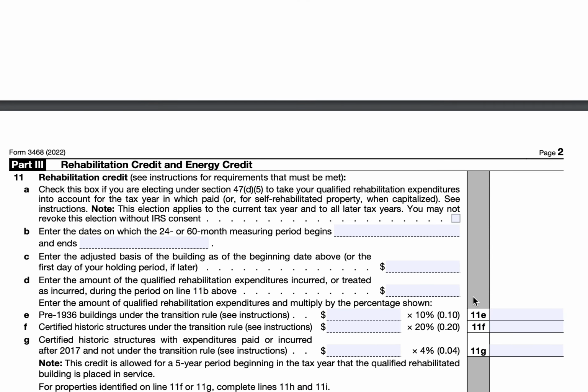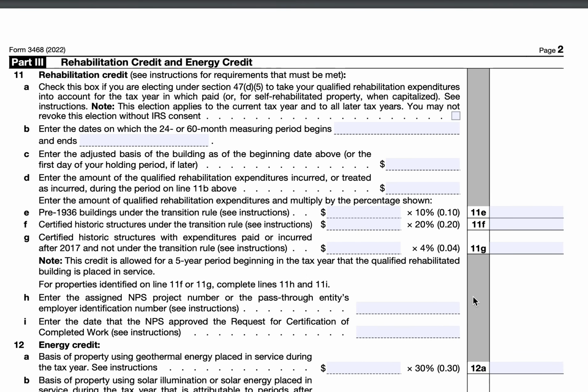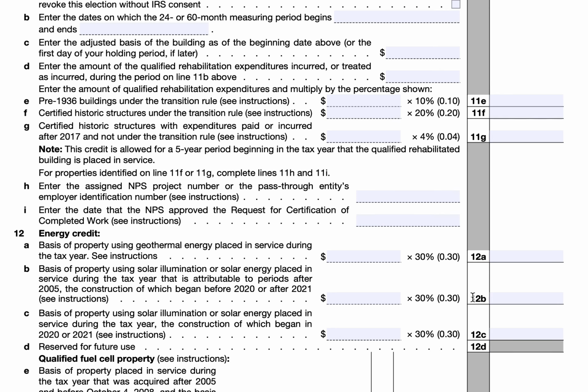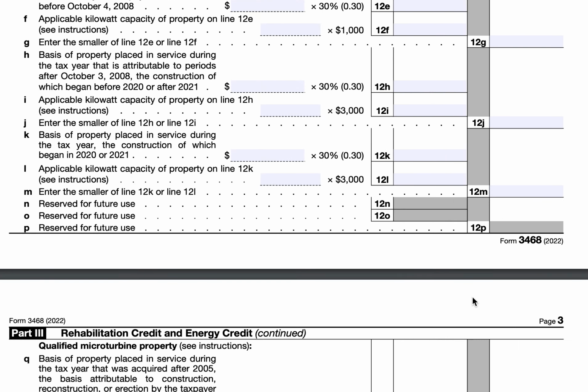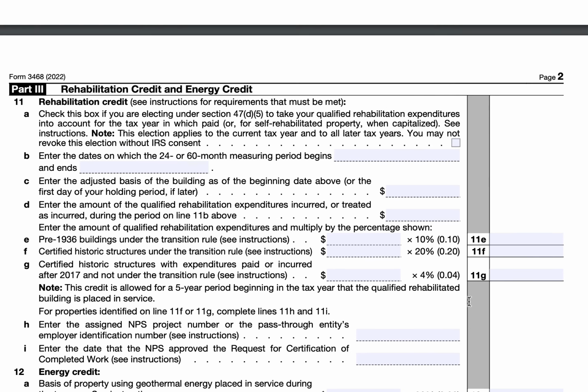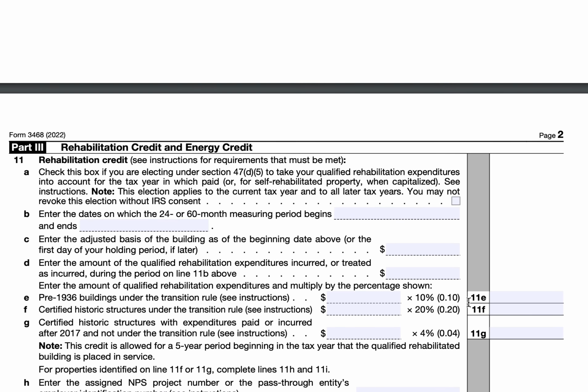Now we're going to go into Part 3, which consists of the rehabilitation credit, the energy credit, and then the qualified fuel cell credit, and some other credits. So you're allowed a tax credit for qualified rehabilitation expenditures for any qualified rehabilitated building. You have to reduce your basis by the amount of the tax credit as determined for the tax year. And a qualified rehabilitated building must meet 5 requirements. It must be a certified historic structure.